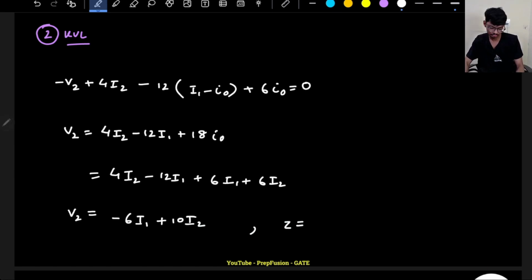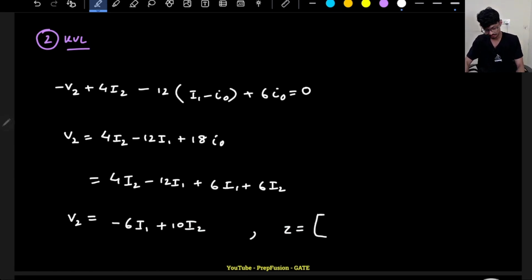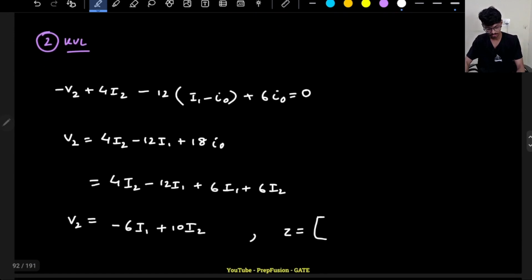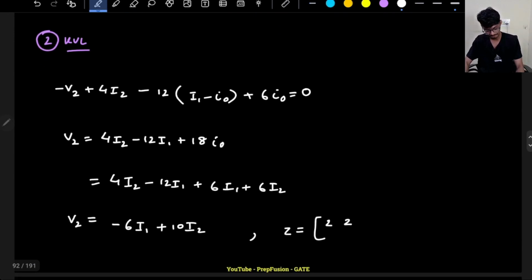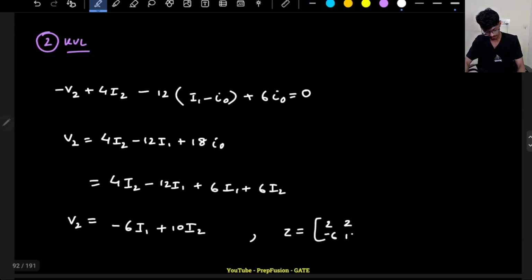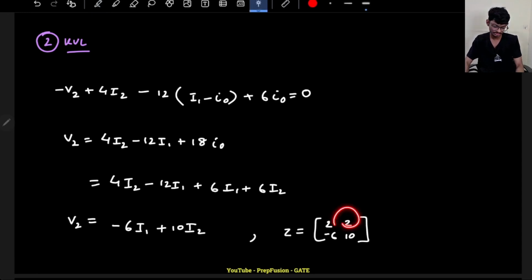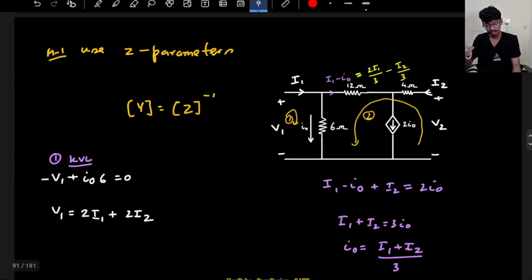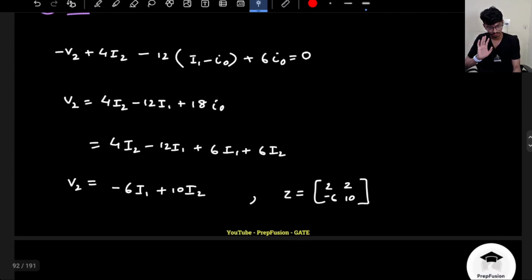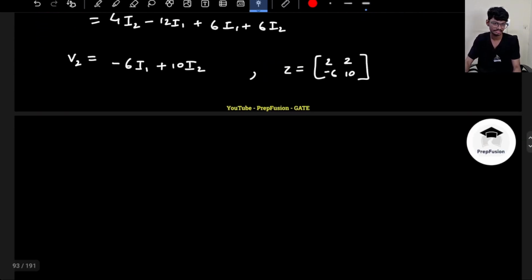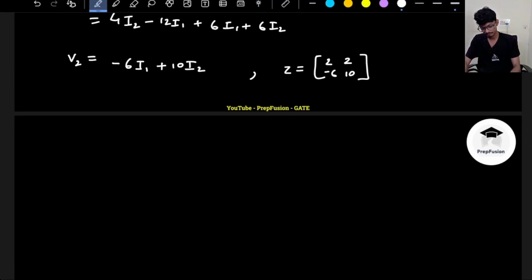So directly now I can write the Z parameters. Z parameter is simply the first row is 2 2, and the second row is minus 6 10. So what you observe is Z21 is not equal to Z12. So of course it is not a reciprocal network. Whenever there are dependent sources, it can or cannot be reciprocal. You have to check. Basically you have to solve. You cannot simply say whether it will be reciprocal or not. Okay. So what I have to do is find out the Y parameter.